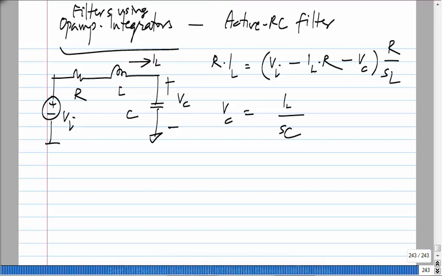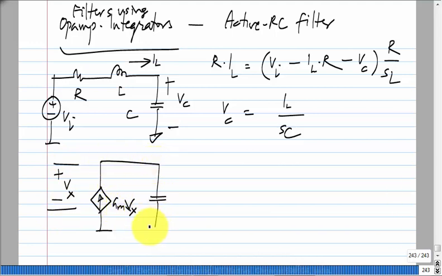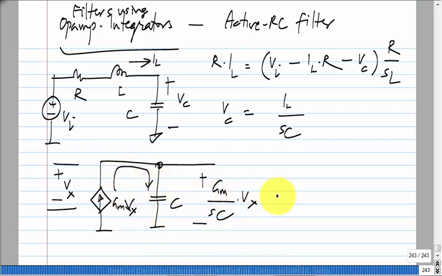Now, how else can we make an integrator? One of the ways is also to use a voltage controlled current source. So, if this is Vx, this is Gm times Vx, you pass this through a capacitor, what is the voltage you get here? Gm divided by SC times Vx, right? Gm Vx is the current that is flowing here, the voltage is the integral of that. So, you can clearly use structures like this.